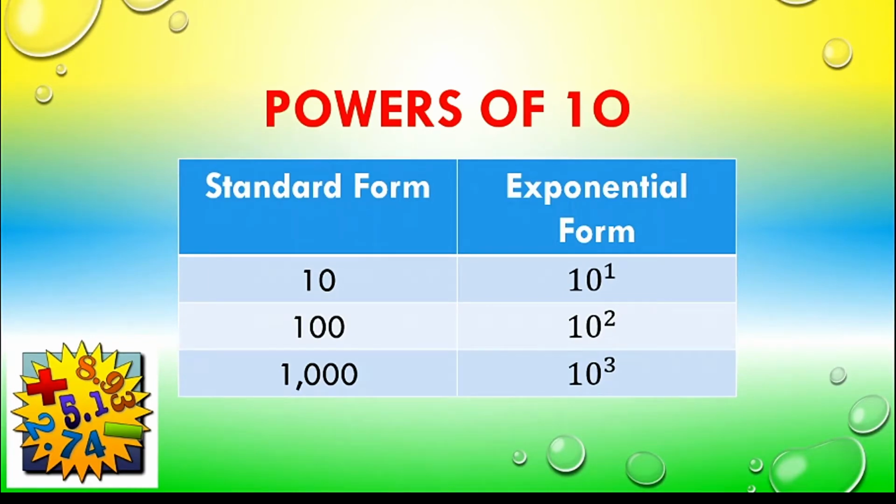You have seen two columns. In our first column, the standard form, and in our second column, the exponential form. Now let's begin with our first standard form, 10. The equivalent exponential form, 10 to the power of 1. Second, 100. The equivalent exponential form, 10 squared. And last standard form is 1000. The equivalent exponential form is 10 cubed.